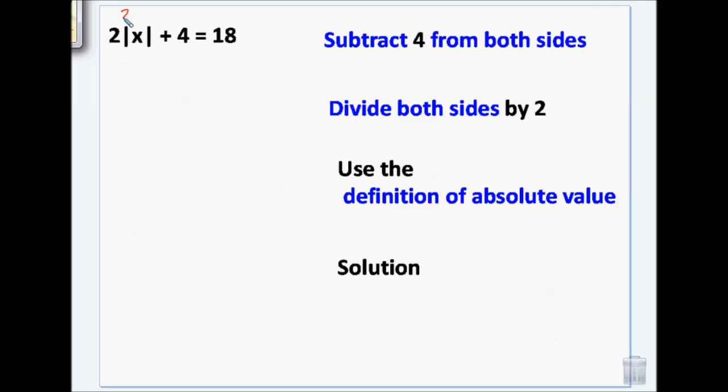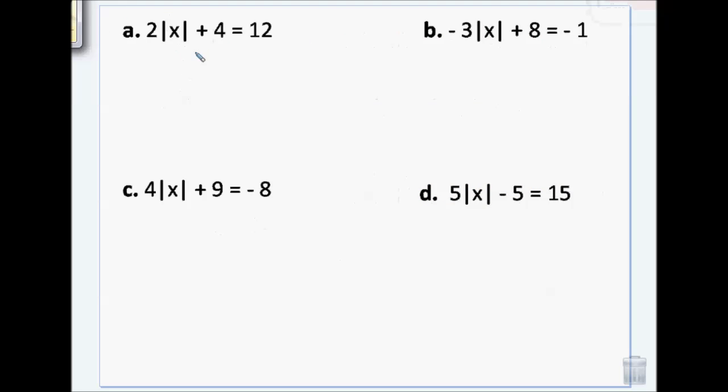Right, so again, we're going to treat it the same for solving steps as this. So I'm going to subtract 4 from both sides, and I get 2 times the absolute value of x equals 14. Divide by 2, and I get the absolute value of x is equal to 7. And then that's when I get the 2 answers. 7 or negative 7.